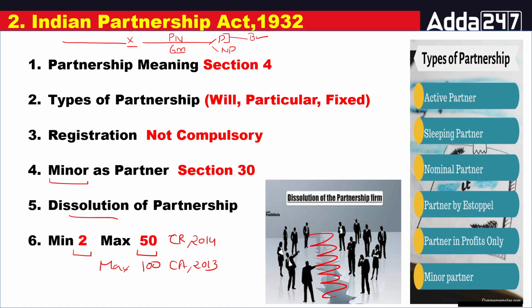Now class, see the types of partner. Active partner, who actively participates in the business. Sleeping partner, who does not actively participate. Nominal partner, whose name is only given. Partner by estoppel: the person is not a partner, but the real partner introduces the person as a partner to another person. Partner in profit takes only profit, not the loss. Minor partner, as we have already done this. Okay, so this is the Indian Partnership Act.